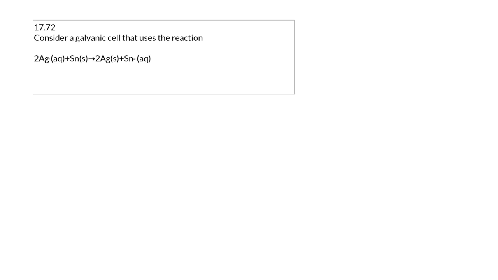Let's take a look at this standard Nernst equation problem. The cell potential for a cell not at equilibrium is equal to the standard cell potential minus 0.0592, and we can use that because we're at 25 degrees Celsius, times the log of Q.